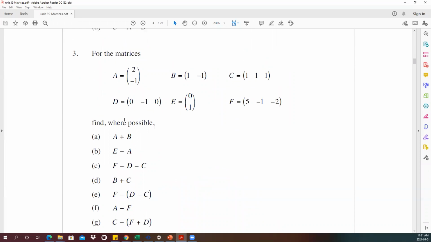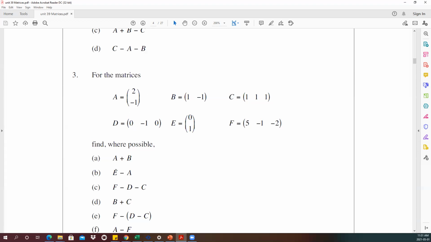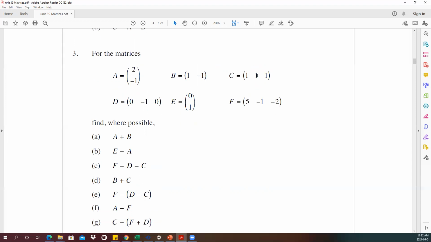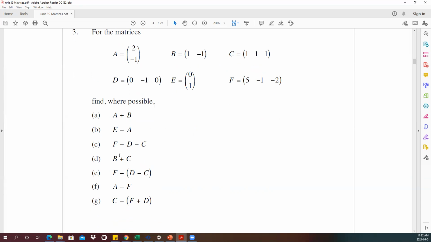And why they say where possible is because again, they can only add or subtract matrices with the same dimensions. So you can only add a 2 by 2 with a 2 by 2, a 2 by 3 with a 2 by 3. So it just says, add up some matrices that are given here. But it doesn't mean that it's possible that you can actually add them. So you have to test first if you can, and where you can't, you just don't do it.